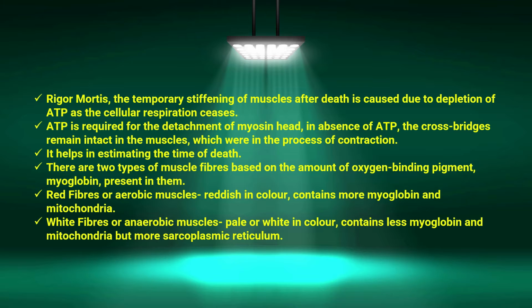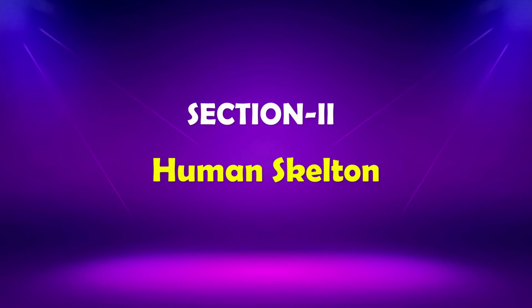There are two types of muscle fibers, based on the amount of oxygen-binding pigment, myoglobin, present in them. Red fibers, or aerobic muscles, reddish in color, contain more myoglobin and mitochondria and less sarcoplasmic reticulum. White fibers, or anaerobic muscles, pale or white in color, contain less myoglobin and mitochondria but more sarcoplasmic reticulum.